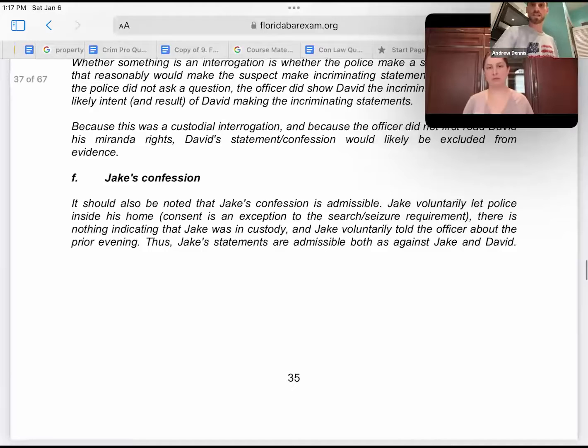And then the final last thing is Jake's confession. It should also be noted that Jake's confession is admissible. Jake voluntarily let police inside his home. Consent is an exception to the search and seizure requirement.